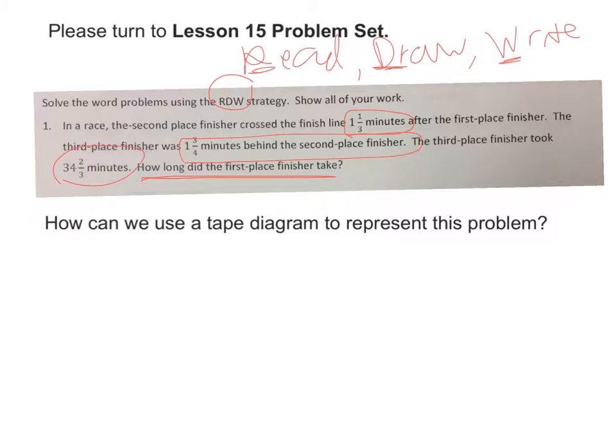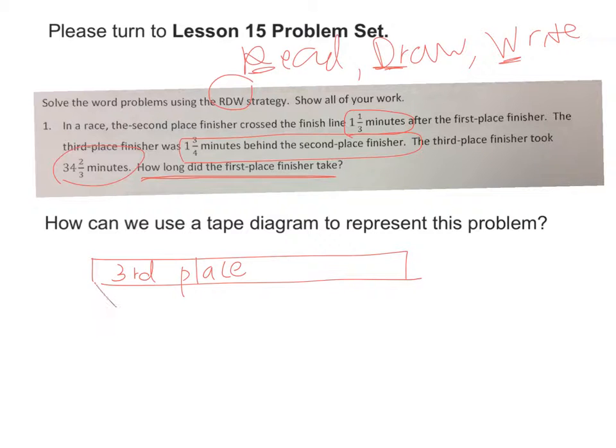Okay, we did the R, we're up to the D. How can we use a tape diagram to represent or draw this problem? When we're running a race, who takes the longest? The third place person or the first place person? Third place person. So whose tape diagram should be the longest? Third. Okay, so let's draw the third place diagram first. And when we draw diagrams, we have to label them. So this is third place. And do we know how long the third place person took? How long did the third place person take?